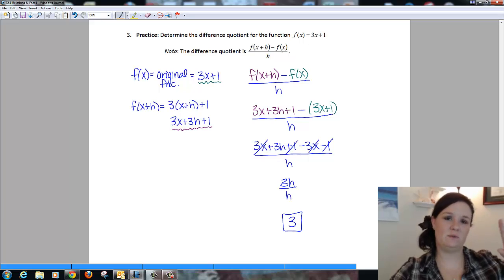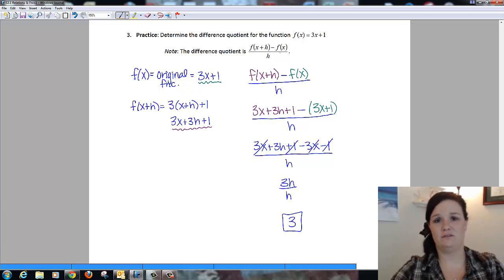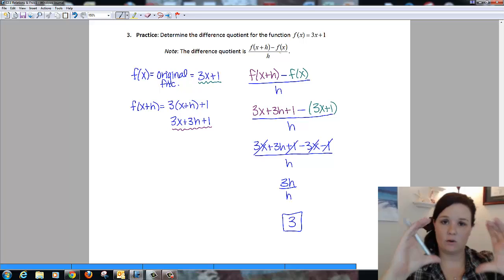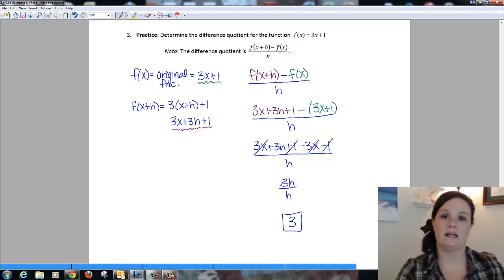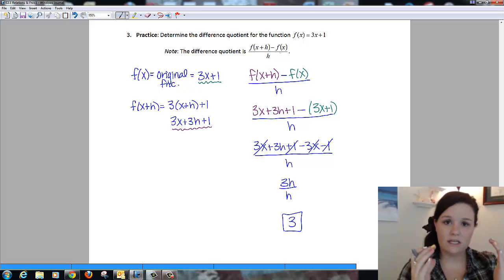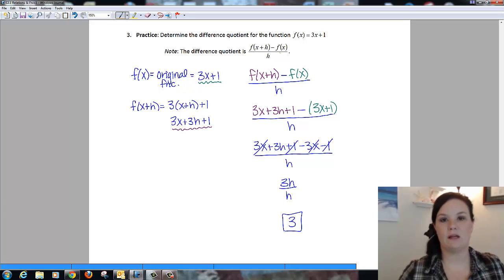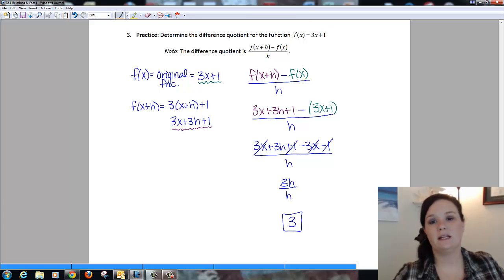Notice we have two pieces we need to know, f of x plus h and f of x. F of x is just our original function. So I wrote that here in green, or that turquoise color, 3x plus 1. And then f of x plus h, since we're finding f of a quantity, that quantity gets plugged in for x. So when I plug in that quantity for x, I get 3 times that quantity plus 1. Then I just distribute my 3 in. I'm coloring that part as the purple, and then I'm just plugging it into my difference quotient.